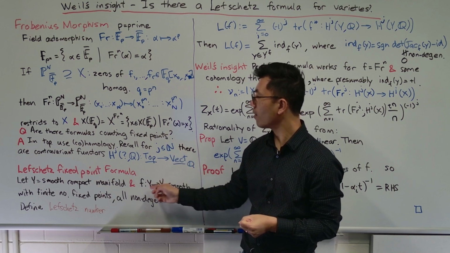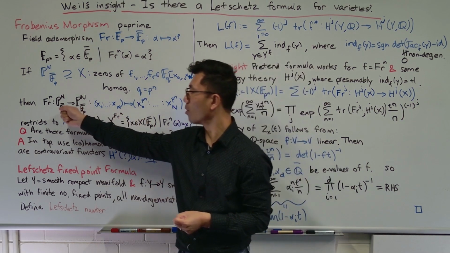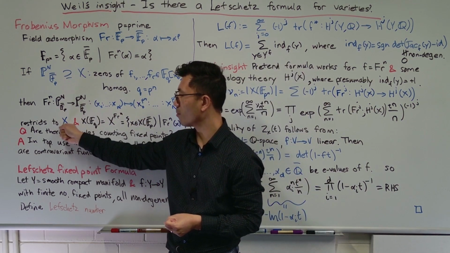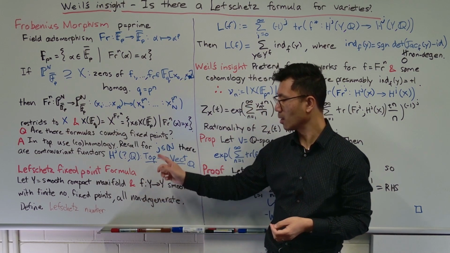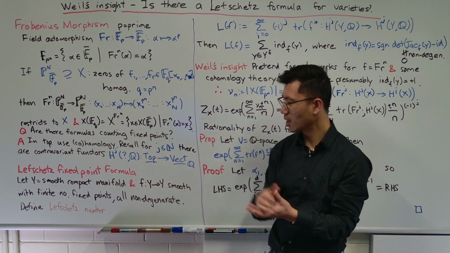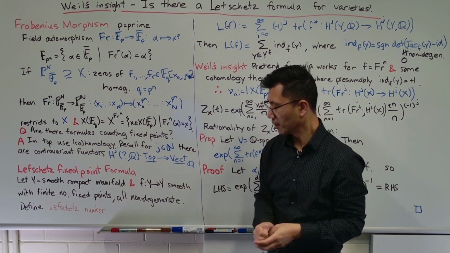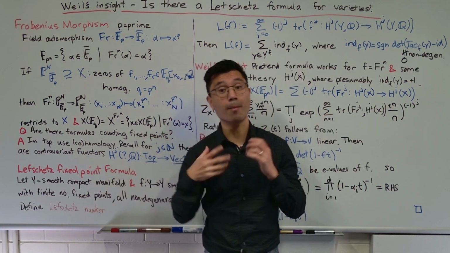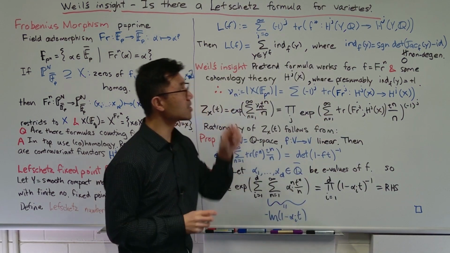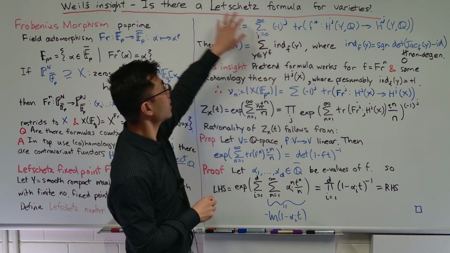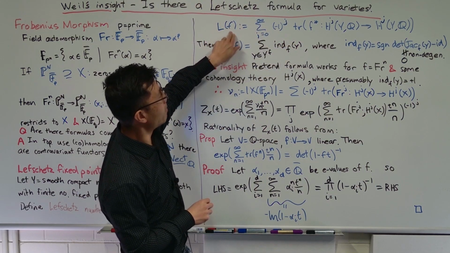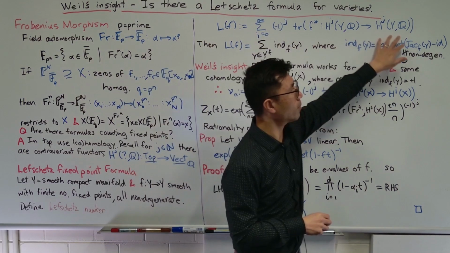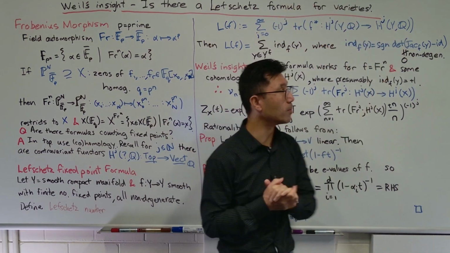Okay, so if we're in this context, it looks a bit similar to what we have here. Here we have a map from something to itself, and it restricts to a map from X to X. So we have some sort of continuous map from a geometric object back to itself. Okay, we're going to define the Lefschetz number in this case. So let's see what it is. It's a bit of a complicated formula. It's L of F, it depends on this map F, and it's given by this formula. So let's just try to parse what this formula is saying.